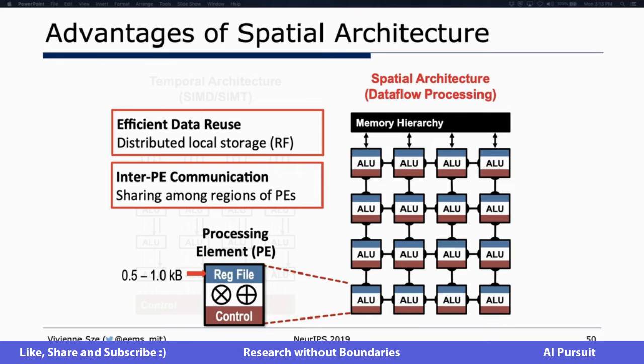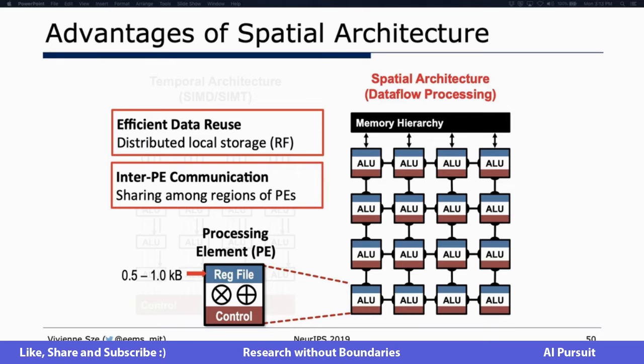What are the different types of reuse that you can actually have? So in CNNs, you often have what we call convolutional reuse. When we're sliding that filter across the input feature map, the same weights and activations are going to be used, but just in different combinations. So we refer to this as convolutional reuse.